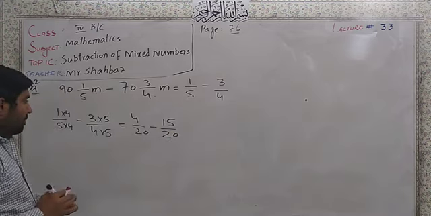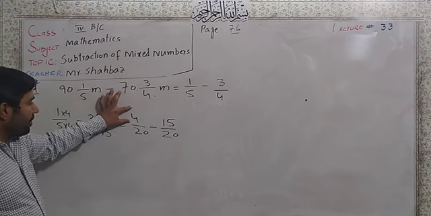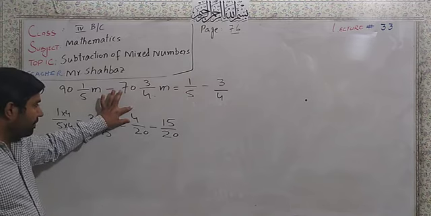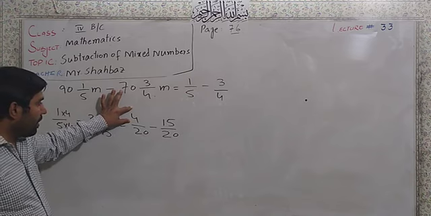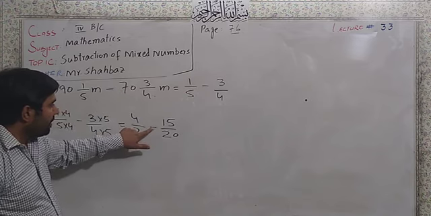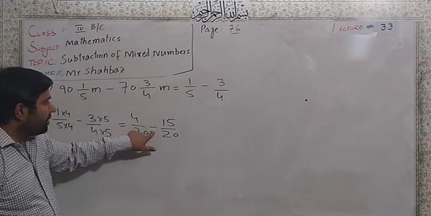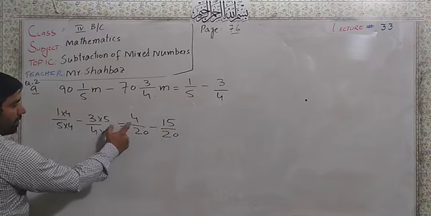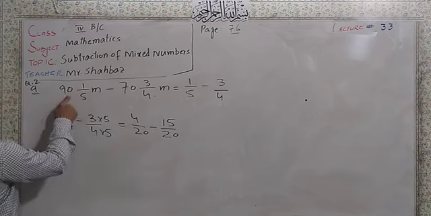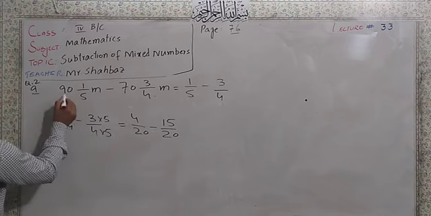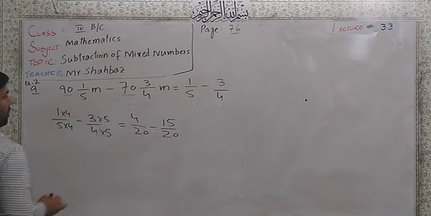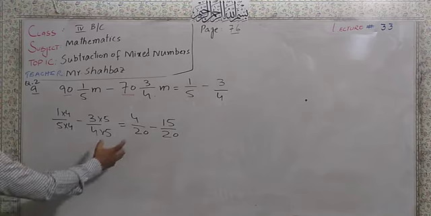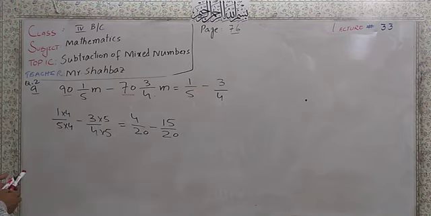Dear students, here you will see that this is 4 minus 15. This is the smaller value. We cannot subtract a greater value from a smaller. 15 is greater. 4 minus 15 is not possible. So we will take a whole number for this one. This is the whole number and this is also a whole number. So we will write this equation the same here.